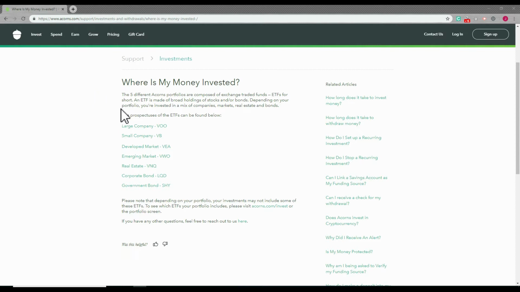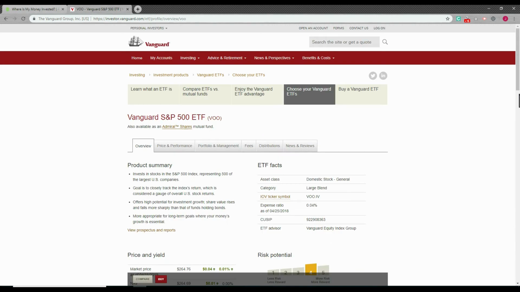So here we go. The first one is large company, whose ticker symbol is VOO, and this is a Vanguard fund. So let's take a look at it. All right, so here we go. We're here at Vanguard S&P 500, and this is your large company stocks.